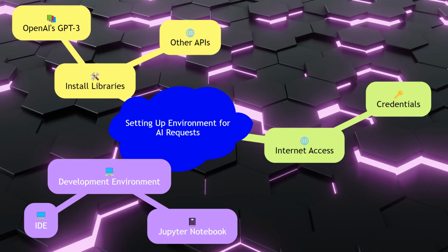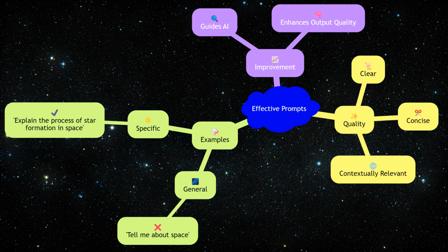Before submitting requests to generate natural language, it's essential to set up your environment. This involves installing necessary libraries, such as OpenAI's GPT-3 or other relevant APIs. Ensure you have access to the internet and appropriate credentials for the AI service you plan to use. Setting up a development environment, like Jupyter Notebook or an integrated development environment, IDE, can streamline the process of writing and testing your code.